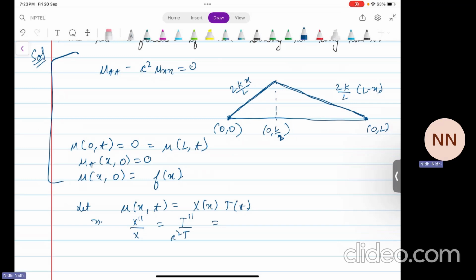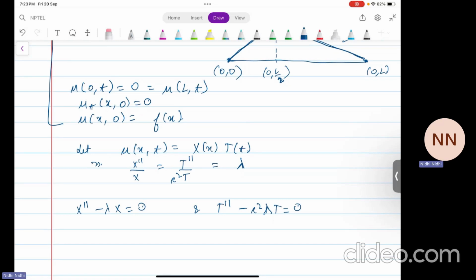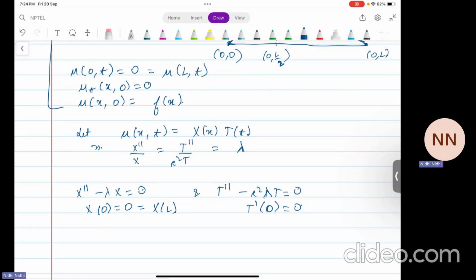Since this gives us x double dash minus lambda x is equal to 0 and t double dash minus c square lambda t equals 0. Moreover, the initial conditions give us x at 0 is 0, which is equal to x at L. Also, since ut at x comma 0 is 0, that gives us t dash at 0 is 0. So using these conditions and the equations as done in the Sturm-Liouville problems, I want you all to solve this and just find for what values of lambda we will have a non-trivial solution.